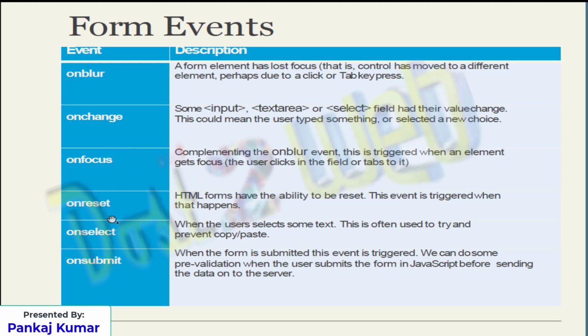Then onreset. If you have filled the form and find some data is not right, I want to reset the form. So what do you have to do? Generally we refresh the page. But if you directly use a method like onreset, the form event will trigger, and it will automatically get reset. Then onselect: when the user selects some text, this is often used to try to prevent copy-paste. You have seen some websites where copy-paste is not allowed. If you try to copy with the help of the mouse, it will not work.